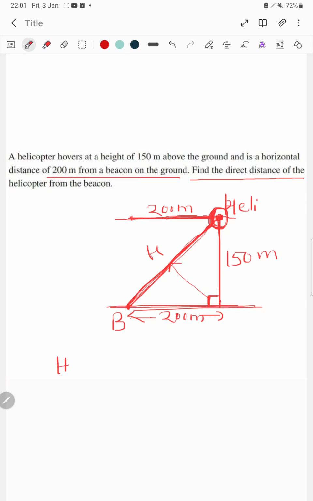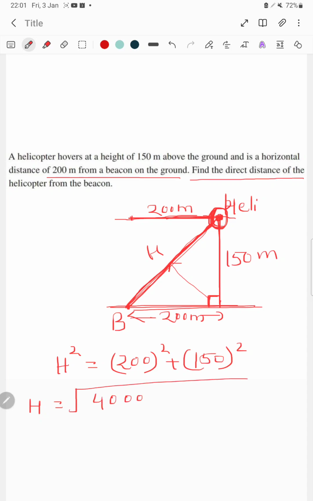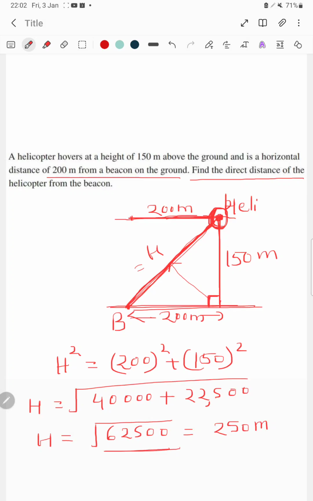So here I will say hypotenuse squared is equal to 200 squared plus 150 squared, and the hypotenuse will be equal to the square root of 40,000 plus 22,500, which is 62,500. And if you take the hypotenuse, it is the square root of this value, and it will come out as 250 meters. So the direct distance of the helicopter from the beacon on the ground is 250 meters. Thank you.